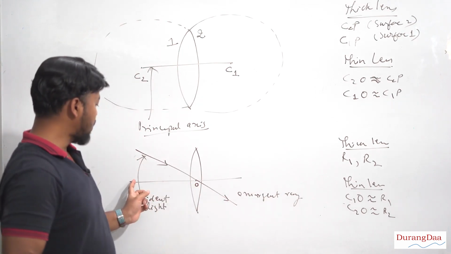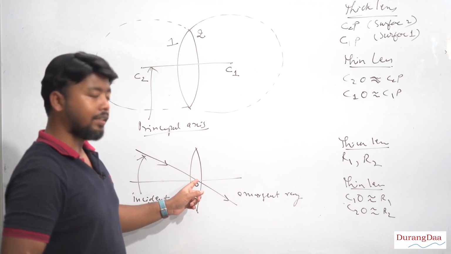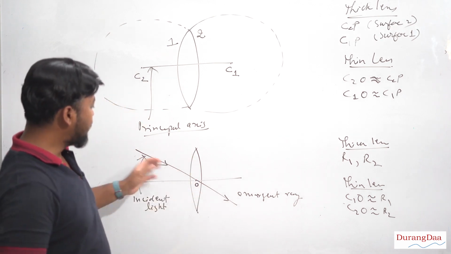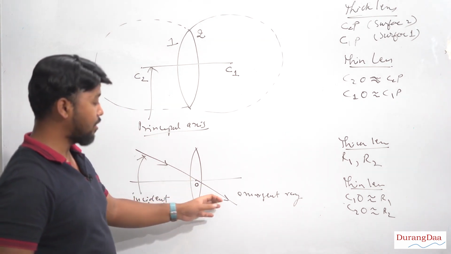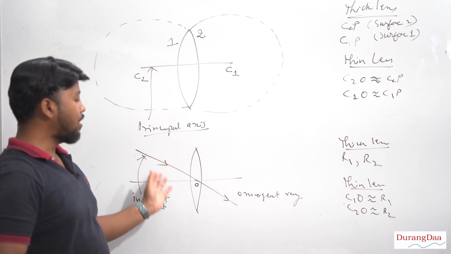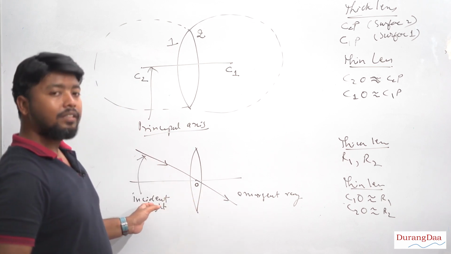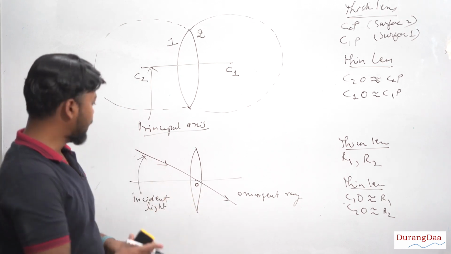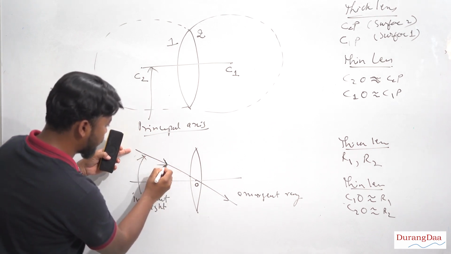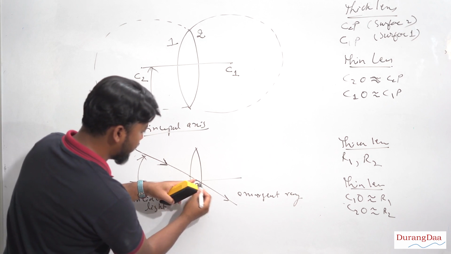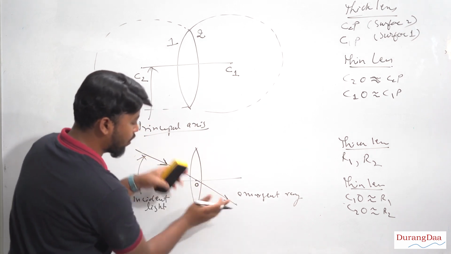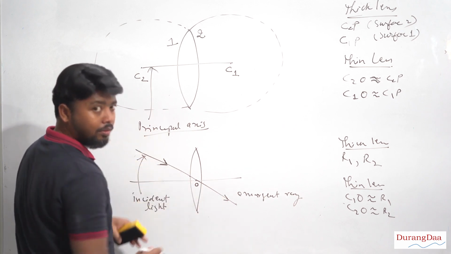Optical center is a point lying on the principal axis within the lens such that if a light ray is incident on it, after refraction, the direction of the emergent ray would be parallel to the direction of the incident ray. What does it mean? This light ray is falling here, see its direction, and from here till here this is the emergent ray, and check its direction. Both are coinciding, they are parallel.